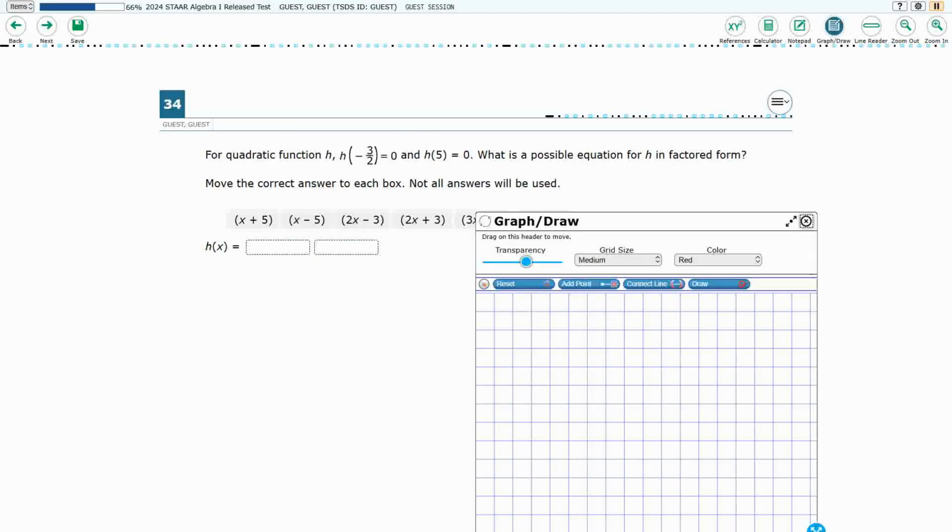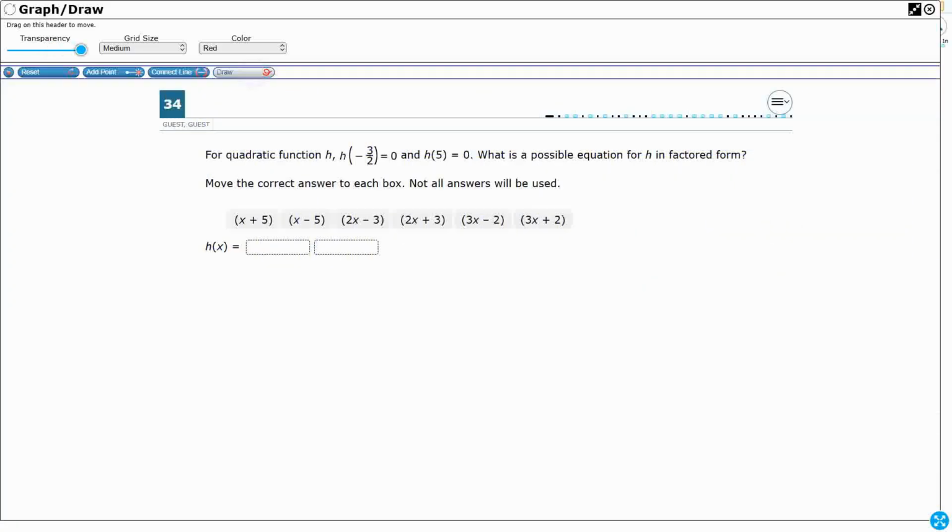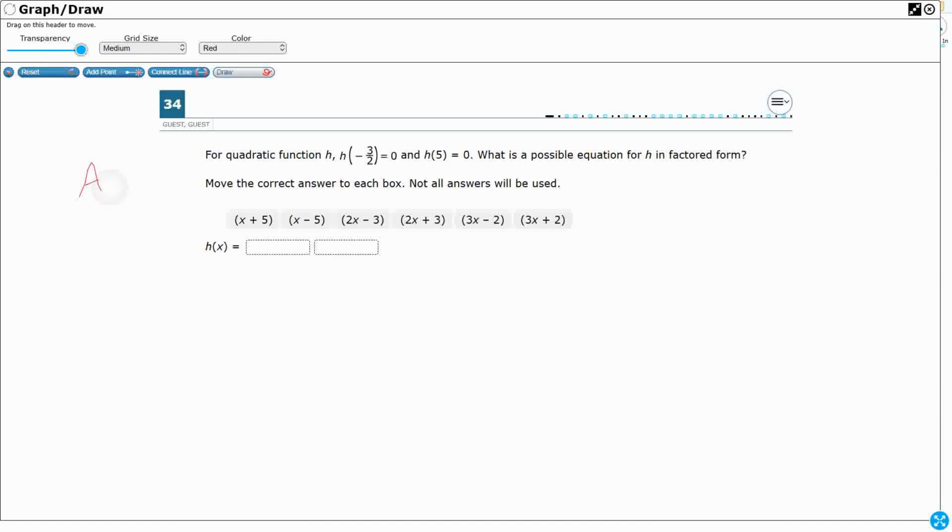For number 34, we are looking at zeros of quadratic functions. This is A.7b, and they give us the zeros and kind of the answer form, and they want us to go backwards, which is kind of different than what we're used to. What we're used to is getting something like x plus something times x plus something equals 0. That's what we're looking for in the factored form.